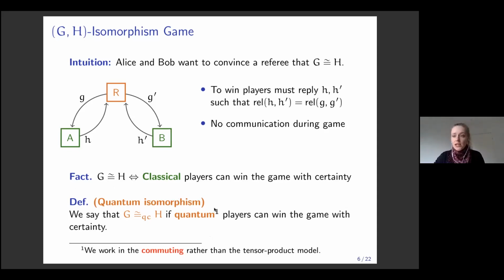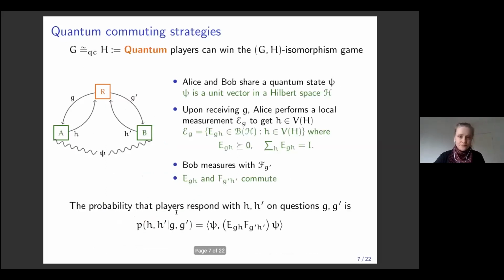And it's important to point out that I'm modeling here this composite Alice-Bob system using the so-called commuting model rather than the usual tensor product model. I'll discuss this a little bit more on the next slide. All right, so 2 graphs are quantum isomorphic precisely when there exists this quantum strategy for winning this game.